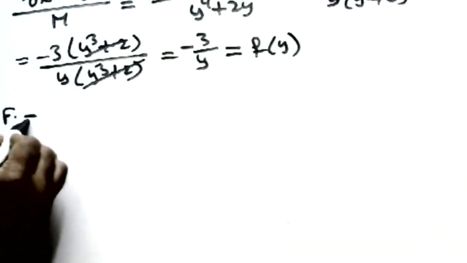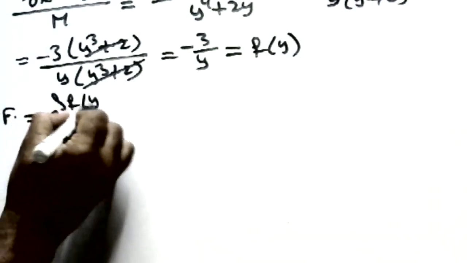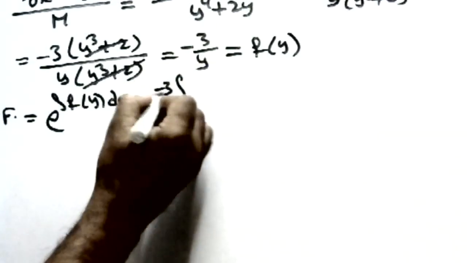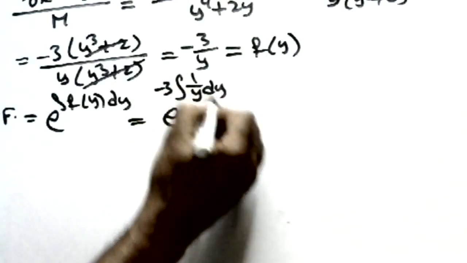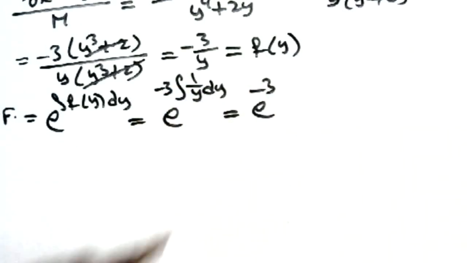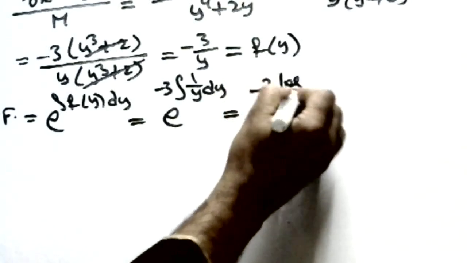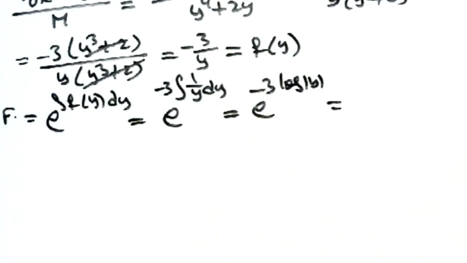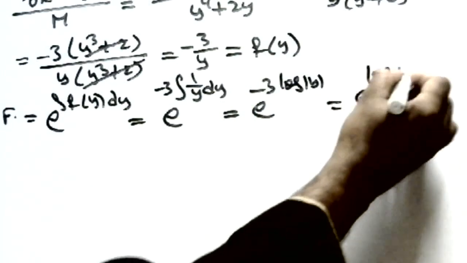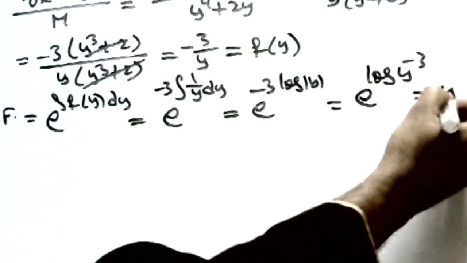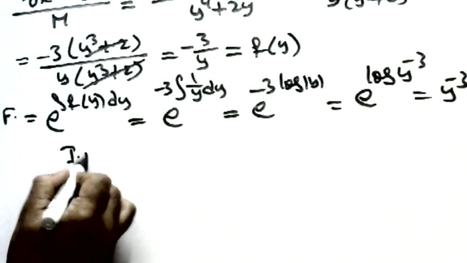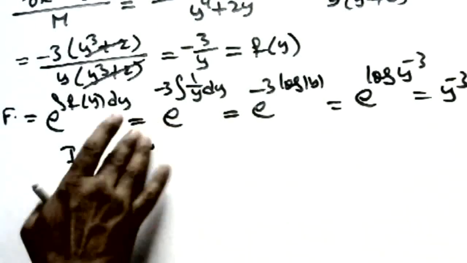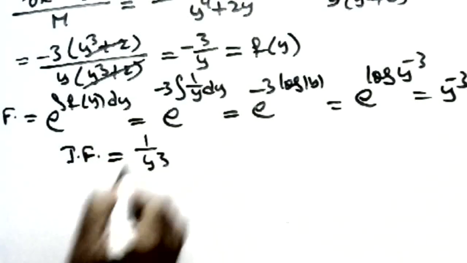Now the integrating factor equals e to the power of the integral of f(y) dy. That is e to the power of the integral of minus 3, take outside, left with 1 by y dy. Now the integral of 1 by y is log y. Now bring this minus 3 into the power, so e and log cancel. So e to the power of log y to the power minus 3 leaves y to the power minus 3. Therefore the integrating factor equals y⁻³, or we can write 1 by y³.